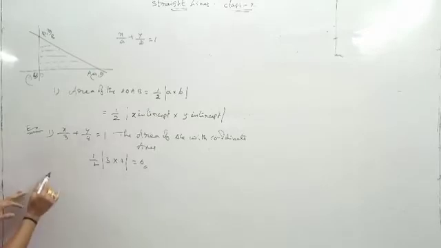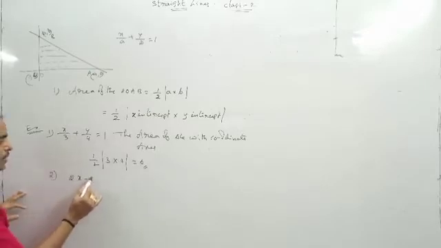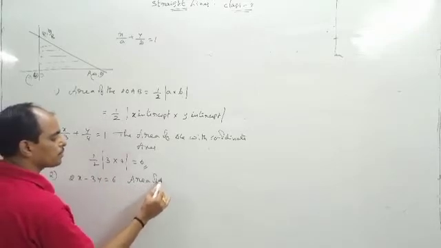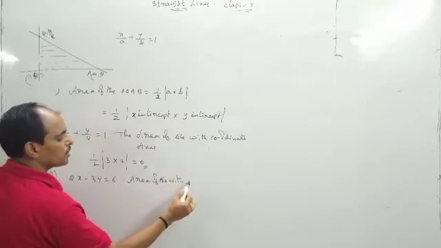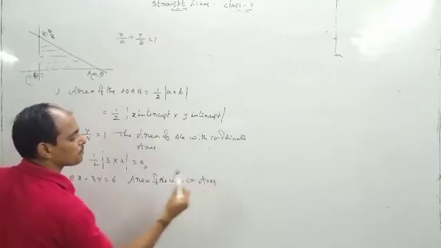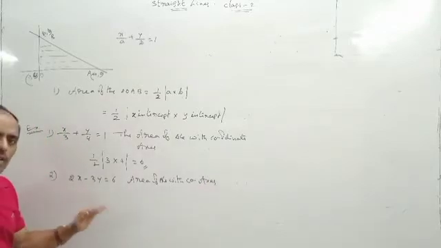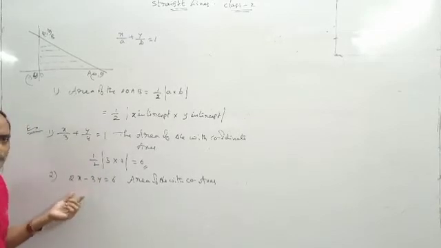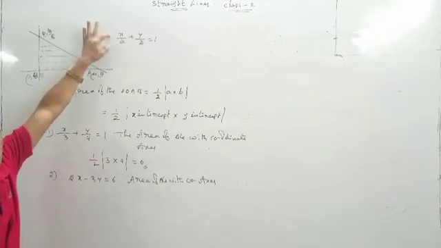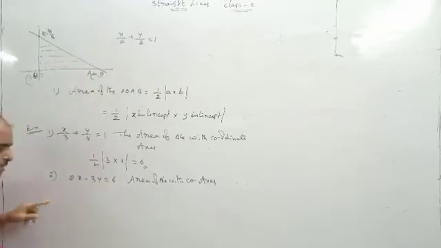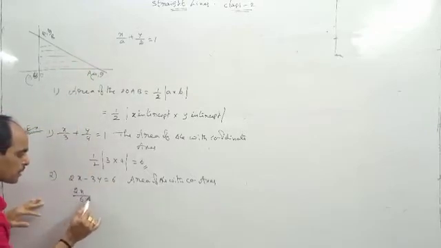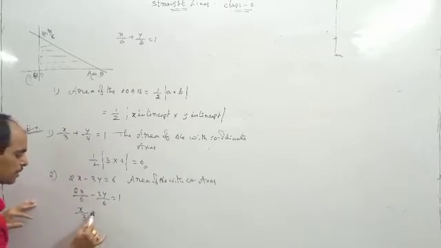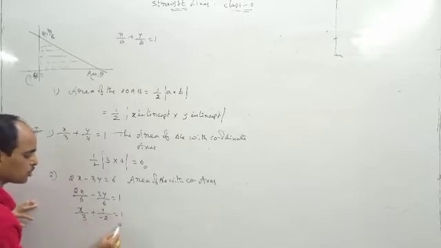Okay. Now I will give one more example. 2x - 3y = 6. Find the area of the triangle with the coordinate axes. Coordinate axes means the x axis and y axis. This is one line. First you have to reduce this line into this form. How? Just divide by 6. That is 2x/6 - 3y/6 = 1. So we have x/3 + y/(-2) = 1.